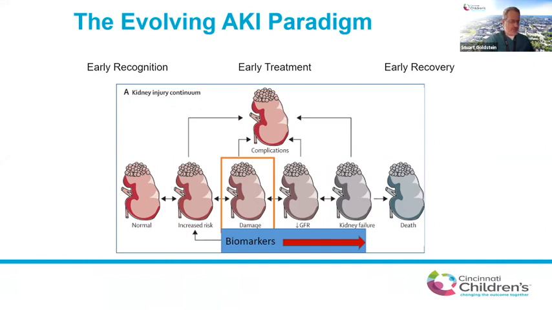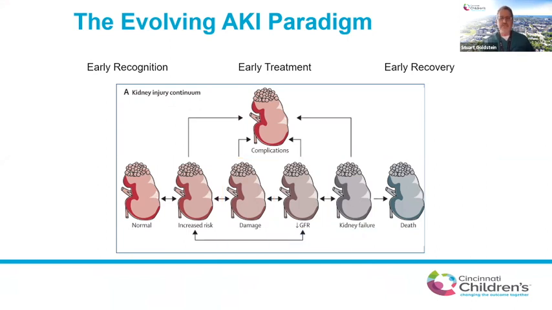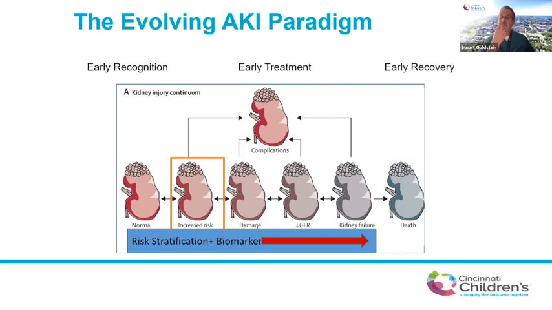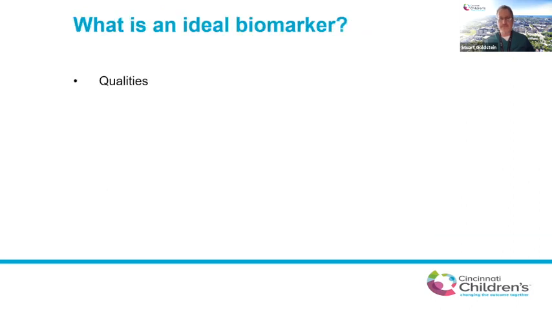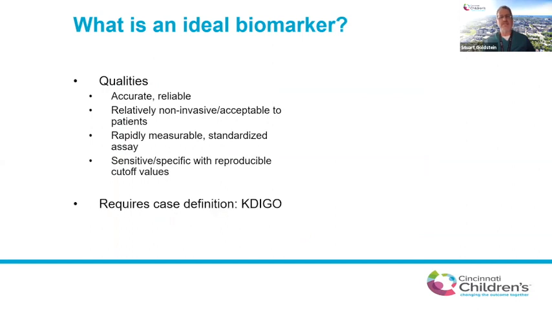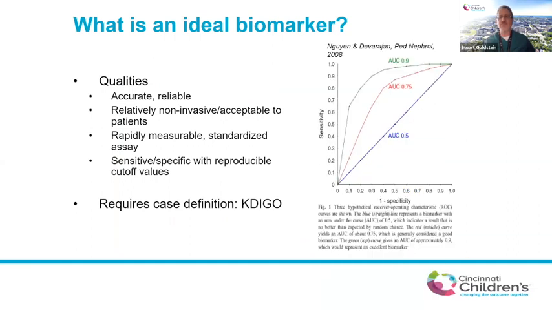And the KDIGO recommendations detailed that we needed to understand better about damage biomarkers. And we need to understand, because some of these markers are expensive, that we really need to risk stratify patients better. So what are the qualities of an ideal biomarker? Well, they need to be accurate and reliable. They need to be relatively non-invasive, and they need to be rapidly measurable, and they require a case definition. The KDIGO definition is what we have.